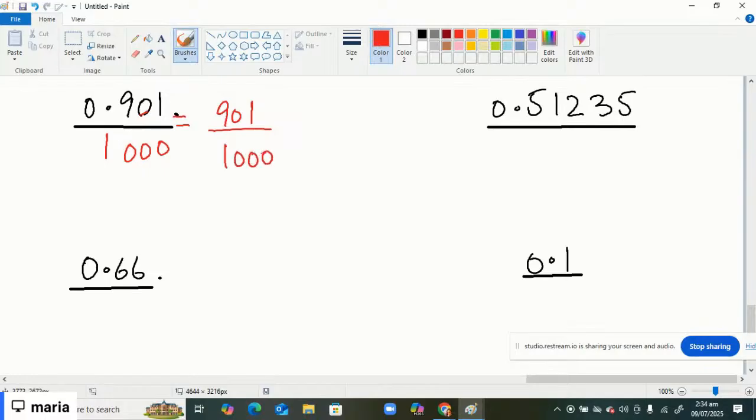So this is from decimal to fraction. On the second one, you guys tell me the answer. I'm not telling you this time. Now you guys tell me the answer of that. What is the answer of 0.51235?